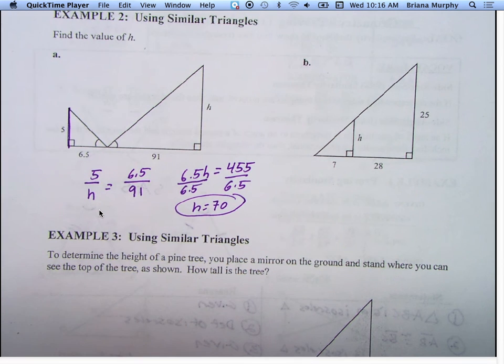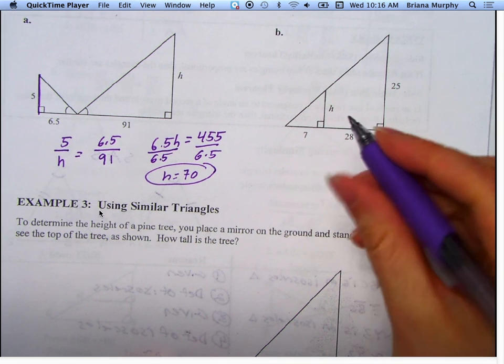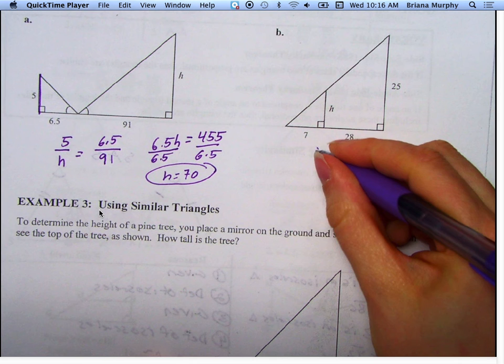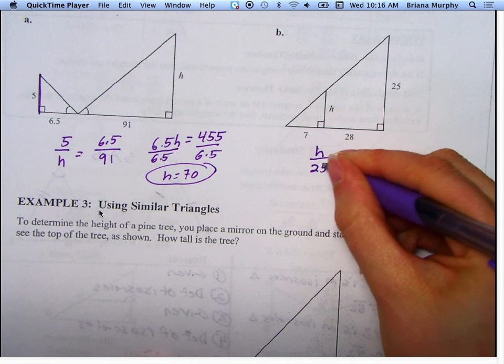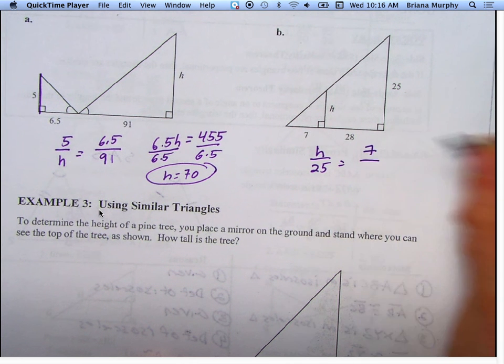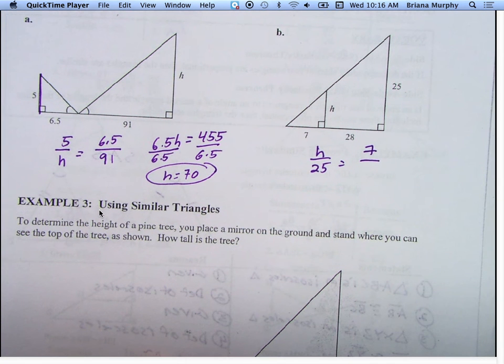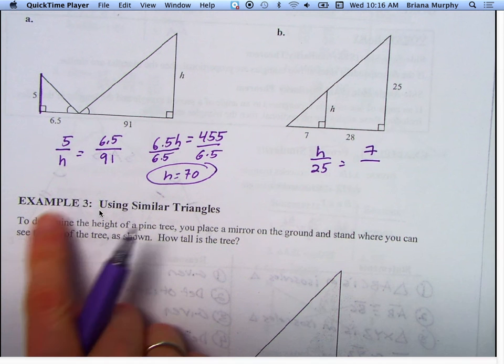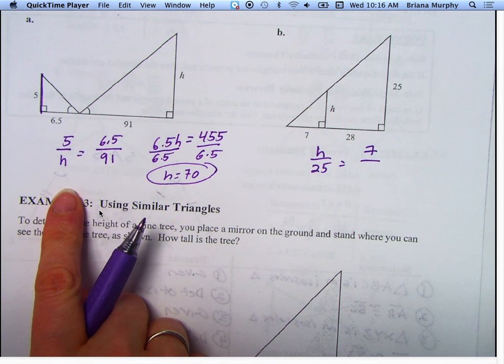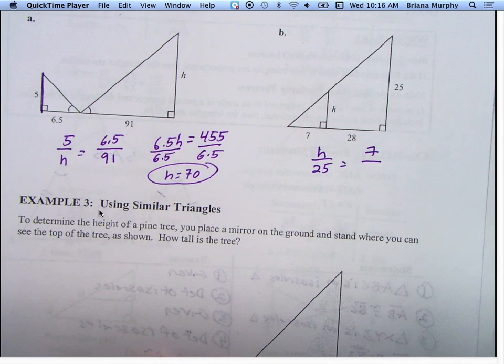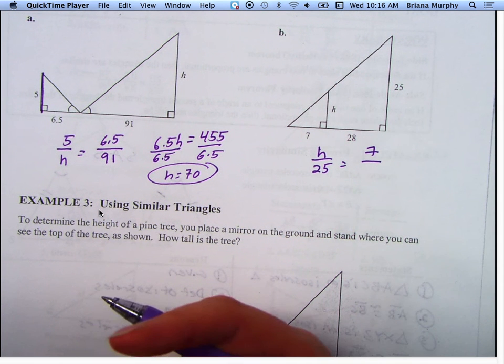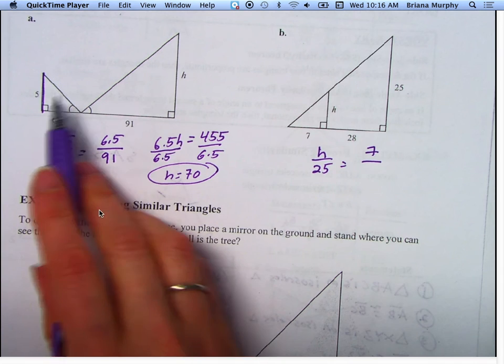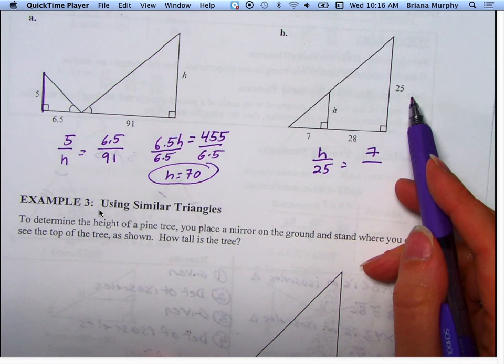All right. So for B, we should have h over 25 equals 7 over what? This is the tricky part. Wait. For the other one, you know how you put 5 over h instead of h over 5? No. I like to do small over big. I think that looks better. So that's why I did small over big.